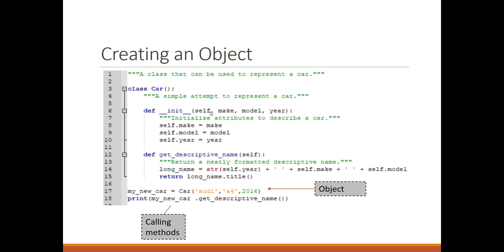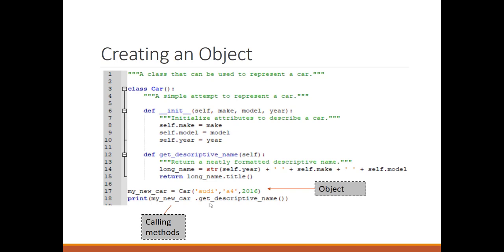So self is excluded, but the rest is used. So we have the Audi, we have the A4 and 2016. This creates a new object, we call my new car. Now for this object, we can use any function, any method that we have defined inside of the car. So to call the function or method, we just need to put a dot and the name of the function that we have.